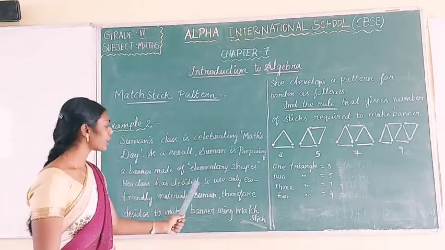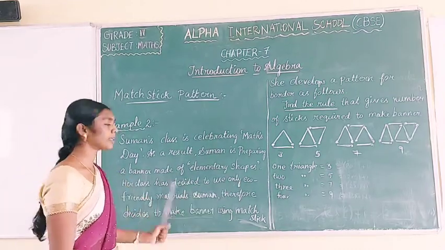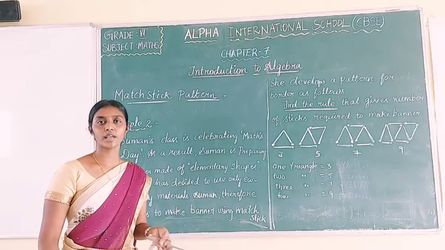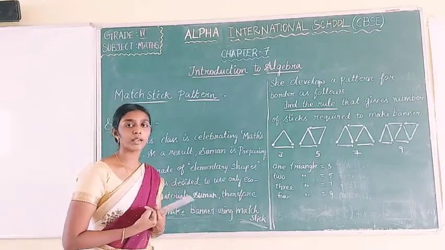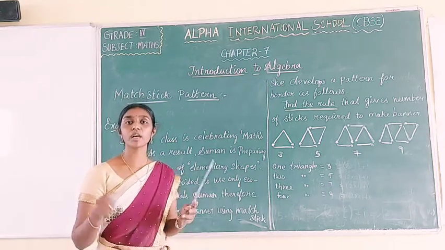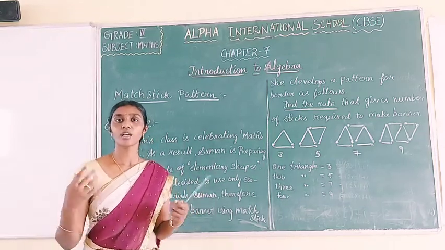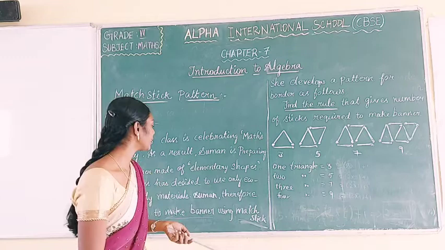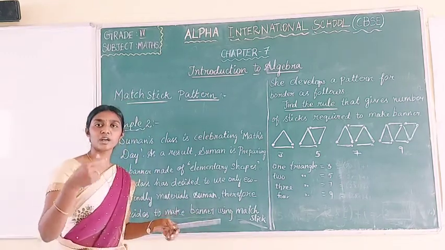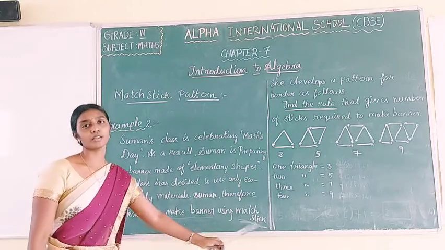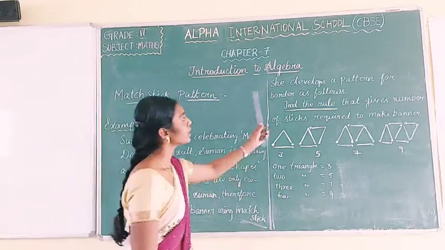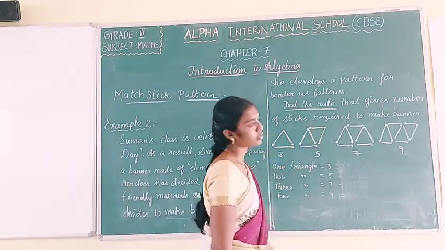Her class is designed to use only eco-friendly materials. What does eco-friendly material mean? Yes, the material which we get from nature is known as eco-friendly material. The matchstick is from nature only, no? So they are designed to make the banner using matchsticks. She develops a pattern for the border as follows.